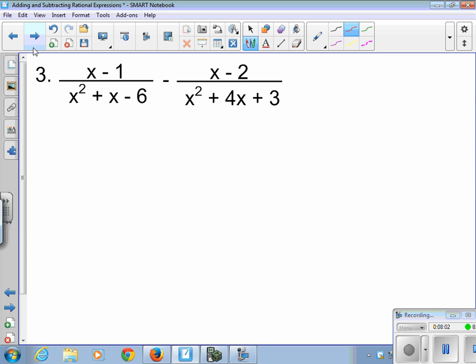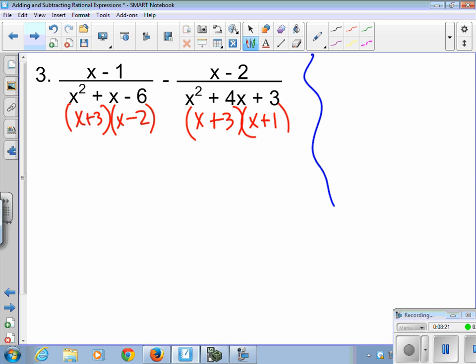Alright, I would try this one on your own. I'm going to go ahead and work it, but I would pause and try it on your own if you want to. First thing I'm going to do is go ahead and backwards FOIL. And so when I backwards FOIL, this is going to be x plus 3 and x minus 2. This is going to be x plus 3 and x plus 1.